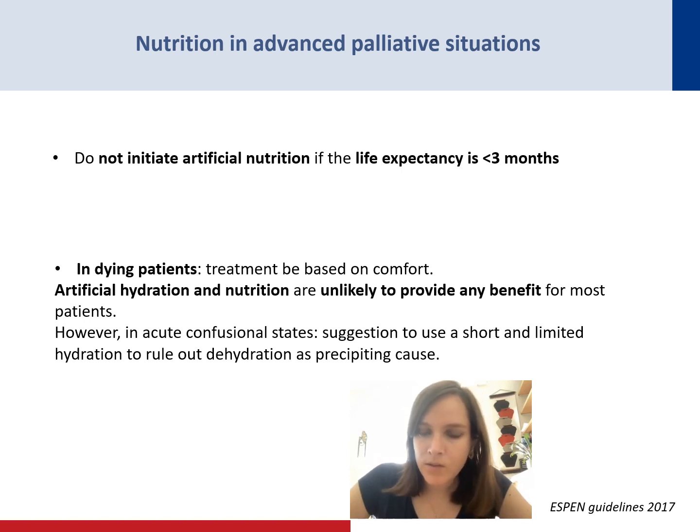Finally, in advanced palliative situations, it is not recommended to initiate artificial nutrition if the life expectancy is less than 3 months. Specifically, in dying patients, artificial hydration and nutrition are unlikely to provide any benefits, as the main objective in this case is the patient's comfort. But we can, in certain conditions, discuss a short and limited hydration after discussion with the patient and his family to rule out dehydration as the precipitating cause.